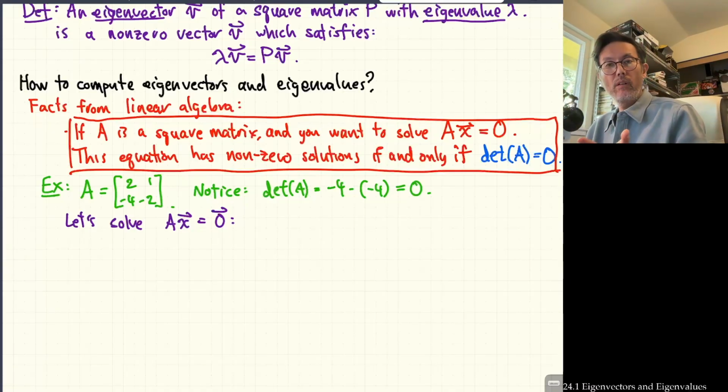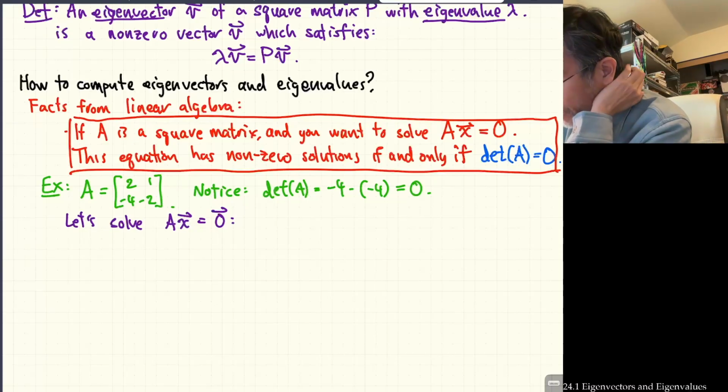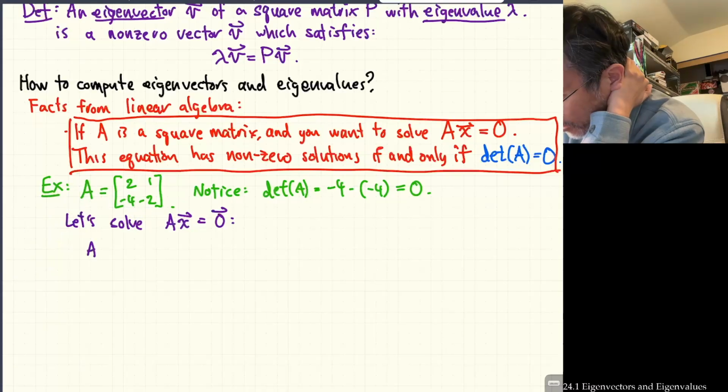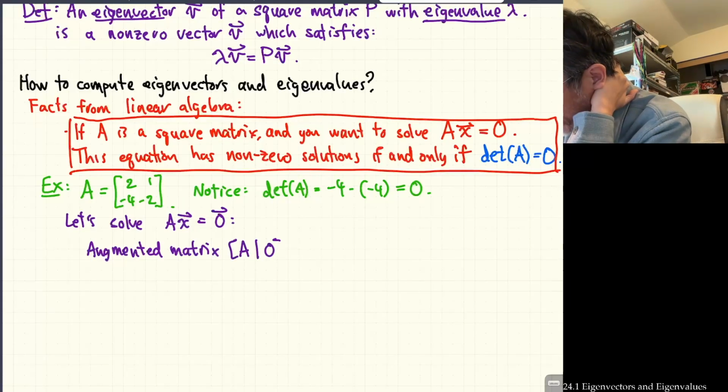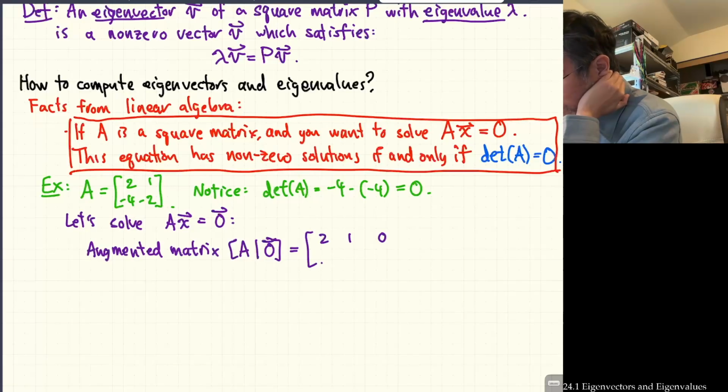Okay, so how? This is where we get into that idea of solving linear systems, where we talked about row reduction and all of that kind of stuff. If I write down the augmented matrix, which is going to have A in the first two columns and then the zero vector in the third column, this is going to be the matrix 2, 1, 0, negative 4, negative 2, 0.